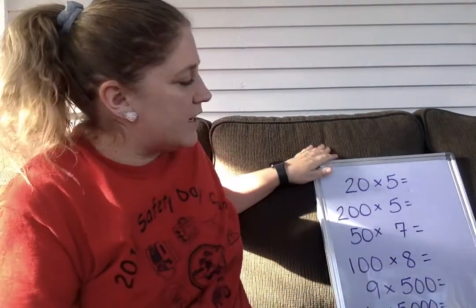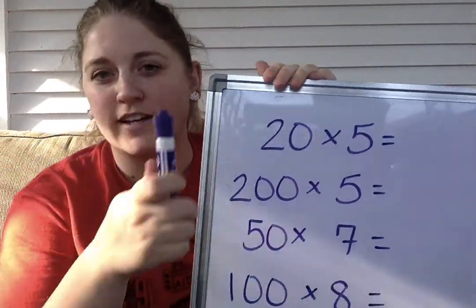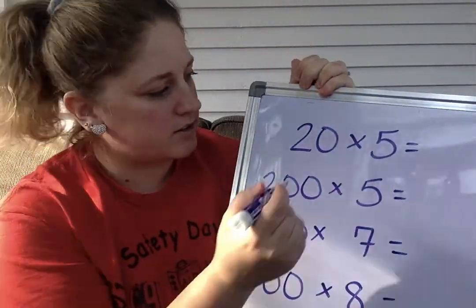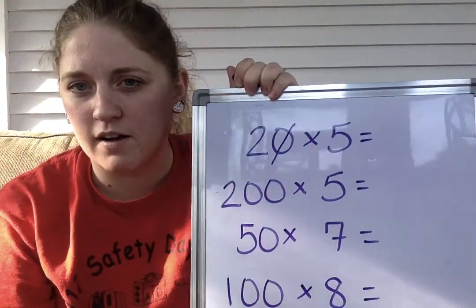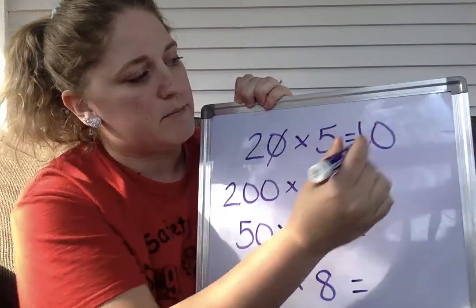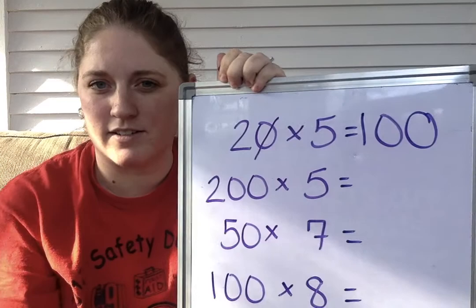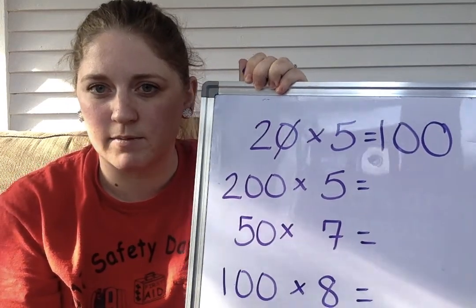So if I had a number like 20 times 5, you obviously aren't expected to know your times 20 facts, but it has a 0 in there. So this is where we're going to take that 0 off, and I'm left with 2 times 5, which I know is 10. But then remember, you took that 0 off, so I have to put it back on the end. So 20 times 5 is going to give me 100.